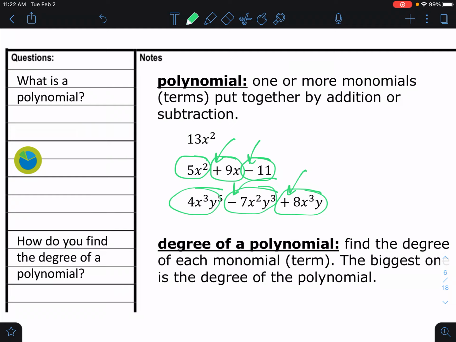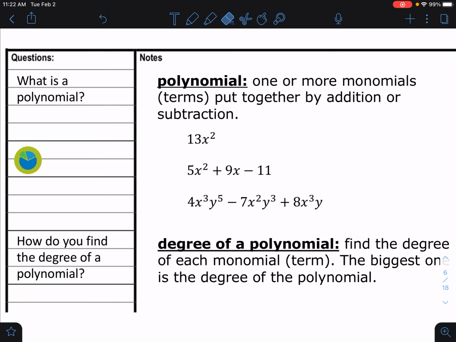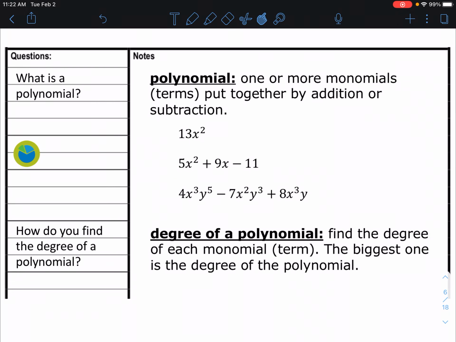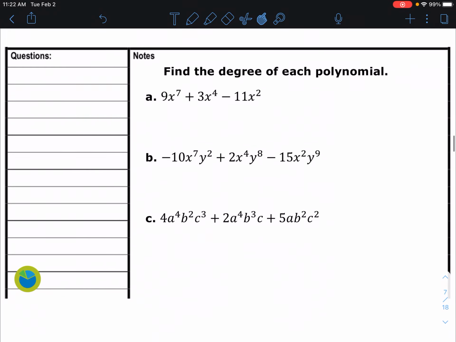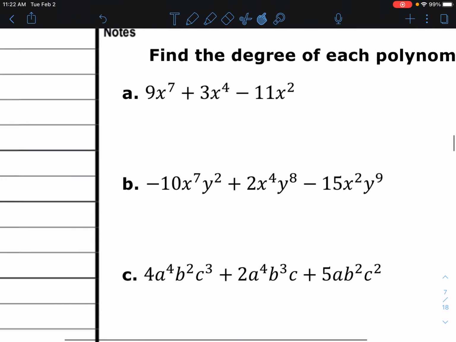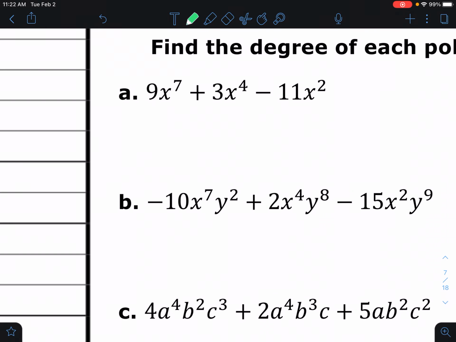Okay, so now degree. We know how to find the degree of a monomial. How do we find it for a polynomial? It says find the degree of each monomial or term. The biggest one is the degree of the polynomial. Okay, so for this one, you're going to find the degree of each term or each monomial. So we're going to look at this first one. Okay, here's our first term, here's our second term, and here's our third term. Okay, so we need to find the degree of each of these.